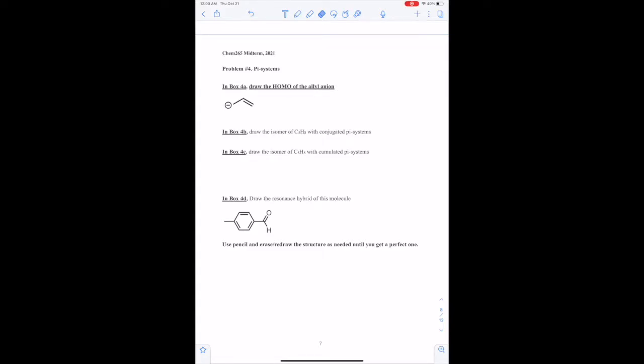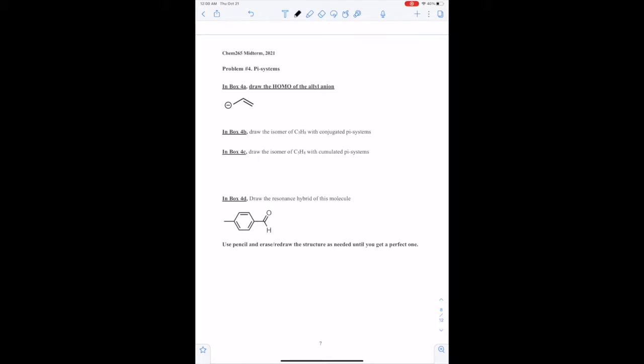This is question 4 of the midterm. Okay, so let's get started. In box 4a, draw the HOMO, which is the highest occupied molecular orbital of the allyl anion.